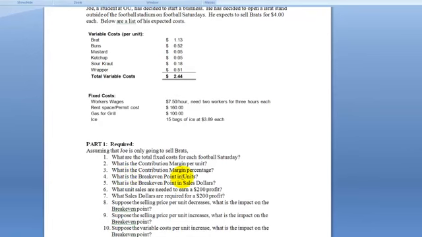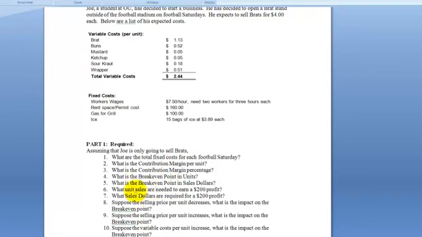The break-even point in units, you take the fixed cost that you figured out in part 1 and divide it by your contribution margin per unit. Your break-even point in sales dollars, you take your fixed cost from part 1 and divide it by your contribution margin percentage, the contribution margin ratio approach.